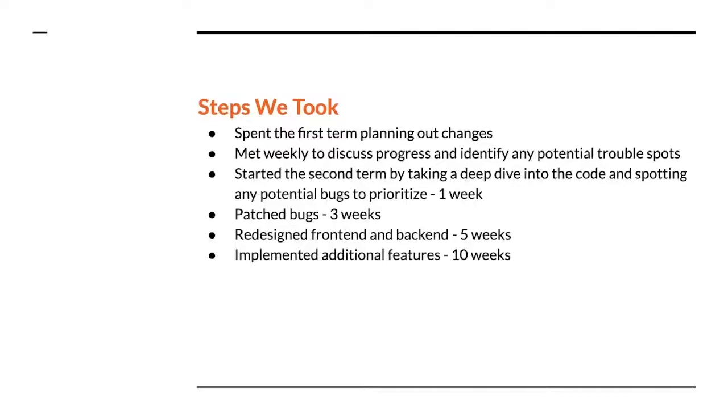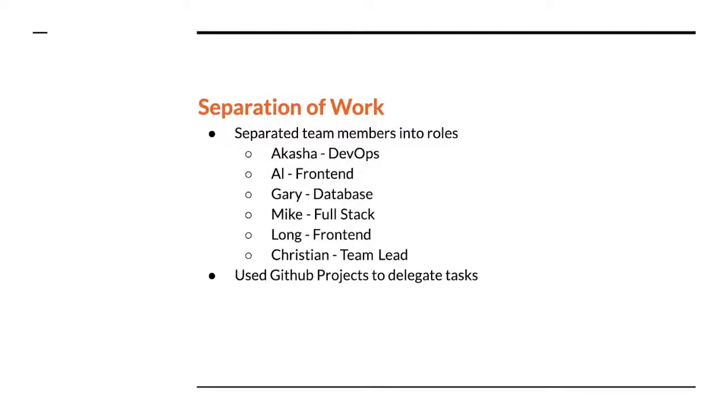along the way. We spent our first term planning the changes that we were going to make. We met weekly to discuss progress and identify any potential trouble spots that we might have to focus on and prioritize. And then we started the second term by taking a deep dive into the code and spotting any potential bugs that needed to be prioritized. And we ended up spending the next 3 weeks patching those bugs. After that, we spent approximately 5 weeks redesigning the front end and back end, and the remainder of the time implementing additional features.